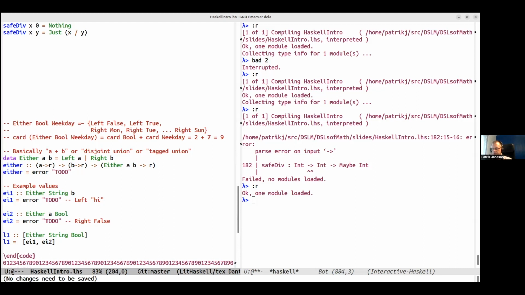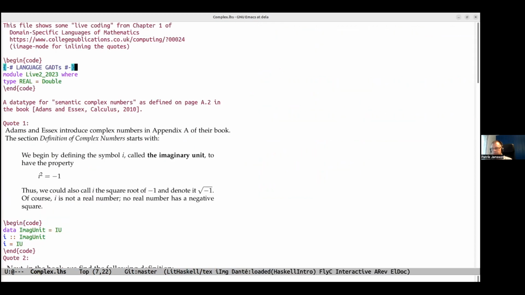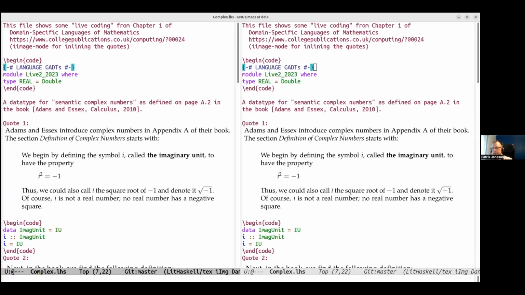Because I want to get over to something a little more mathematical and start getting closer to our first real DSL embedded in Haskell. So I will move to another file, complex. So this file is again some live coding. It's from chapter 1 of the book. It's from week 1 of the course.